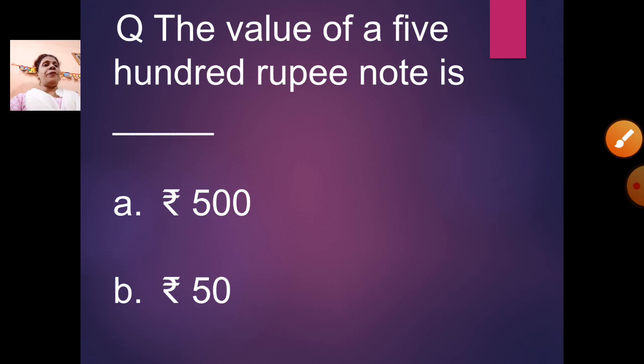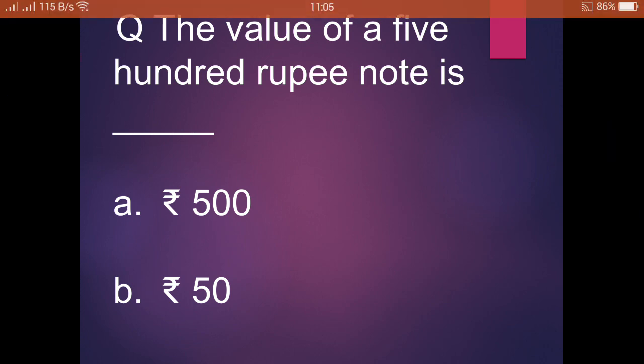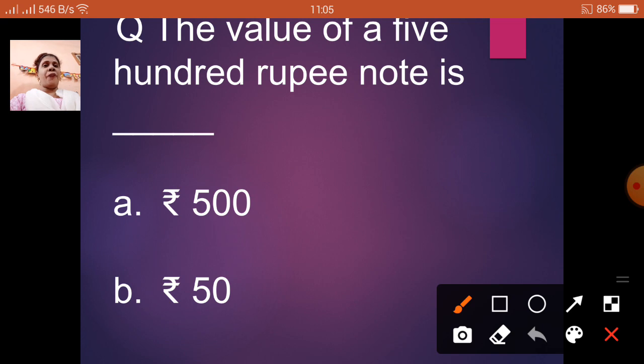Now the value of a 500 rupee note is dash. Option A, rupees 500. Option B, rupees 50. This we have done earlier, children. Yes, answer is option A, rupees 500. The value of a 500 rupee note is rupees 500.